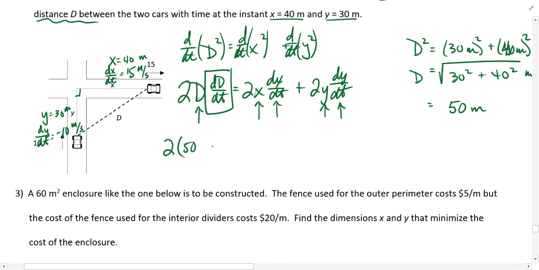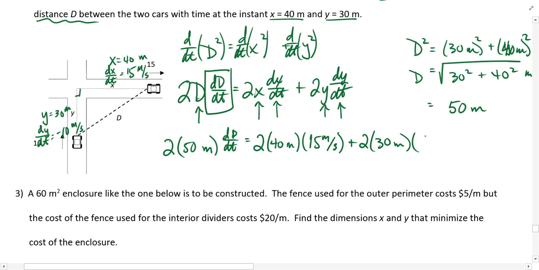We have 2 times 50 meters times dd/dt equals 2 times 30 meters. Oops, sorry, 40 meters. Sorry, our x value was 40 and our y value was 30. That doesn't change our distance. So 40 meters times the rate of change, which is positive 15 meters per second, plus 2 times 30 meters times our rate of change there, which is negative 10 meters per second.